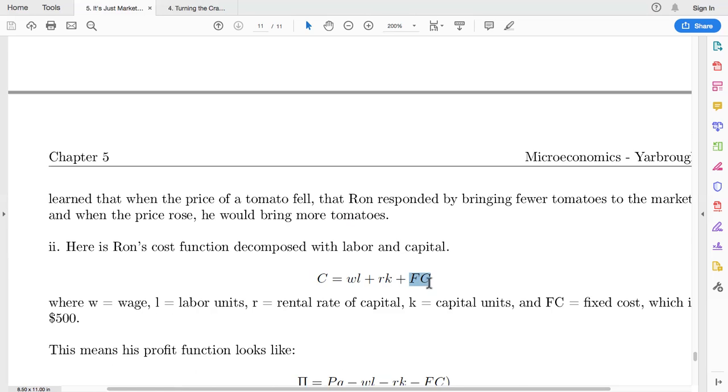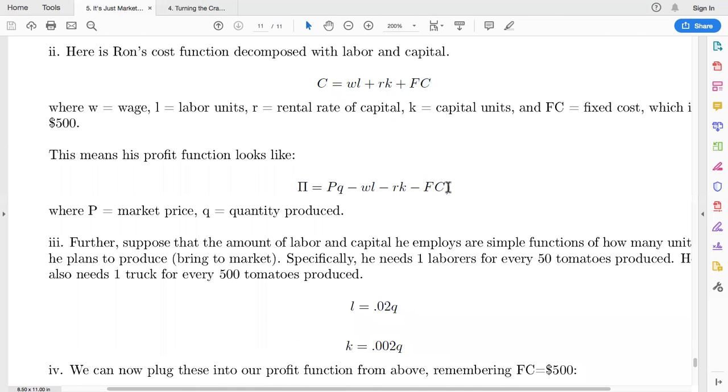So this means that his profit function looks like this. Ignore this annoying little artifact of poor editing on my part. So his profit function looks like this, where this is total revenue.